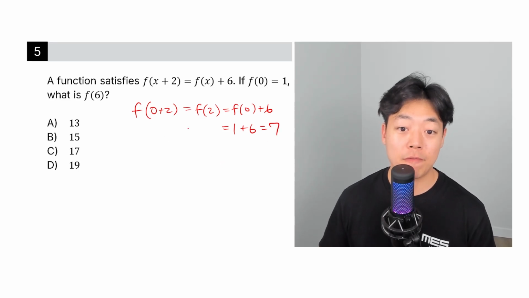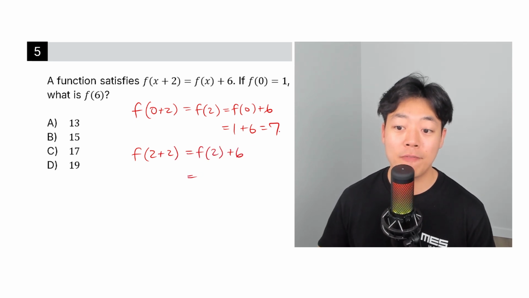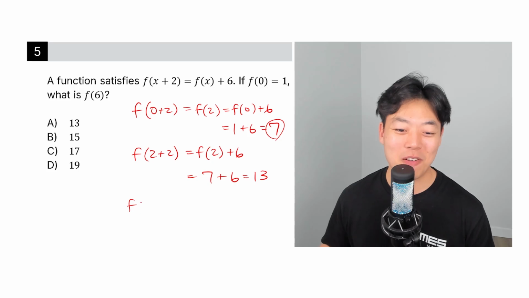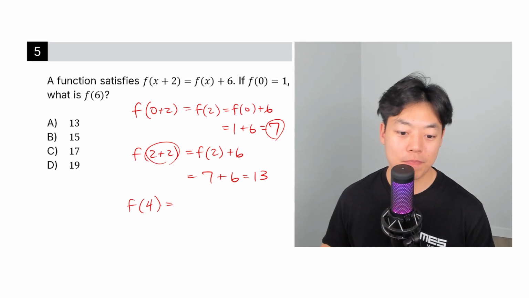Now, we know what f of 2 is. We can plug in f of 2. So f of 2 plus 2 will equal f of 2 plus 6. Well, f of 2 we found is 7. So now we have 7 plus 6 is equal to 13. And in order to find f of 6, we can find now f of 4, which is equal to 13.